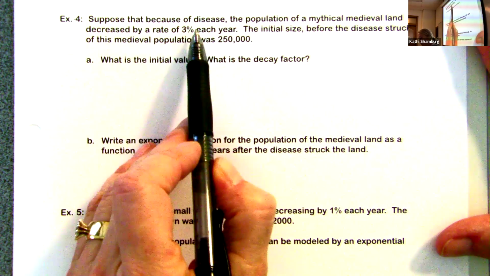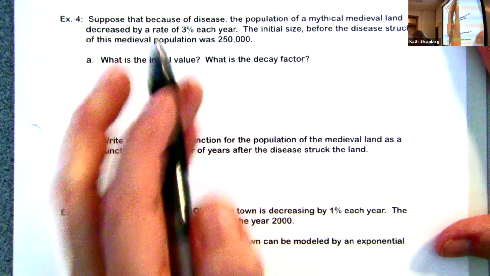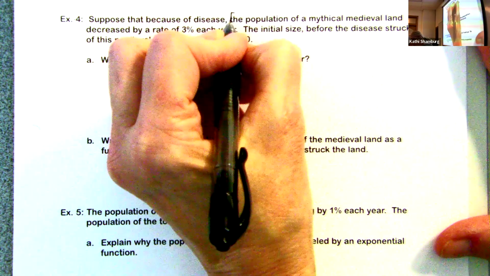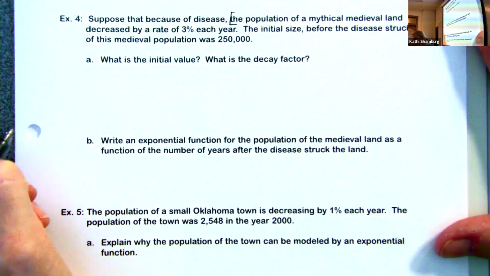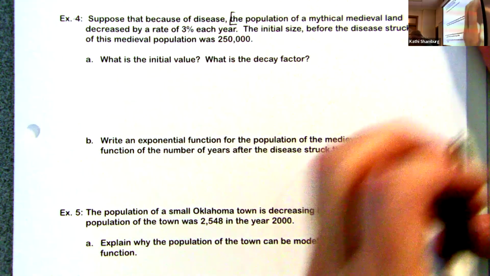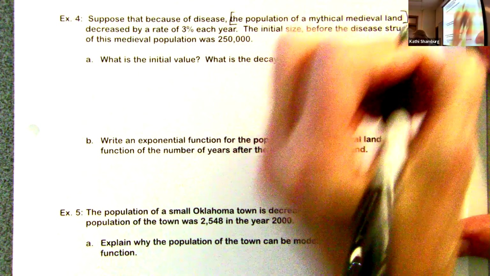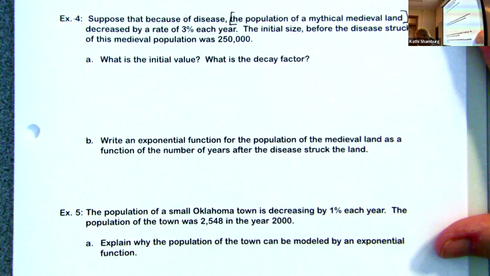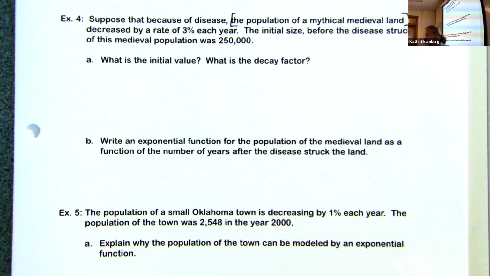Suppose that because of disease, the population of a mythical medieval land. Oh, wait, no, this isn't the one. Oh, never mind. Yeah, we can do this. Okay, the population of a mythical medieval land decreased by a rate of 3% each year. The initial size before the disease struck of this population was 250,000.